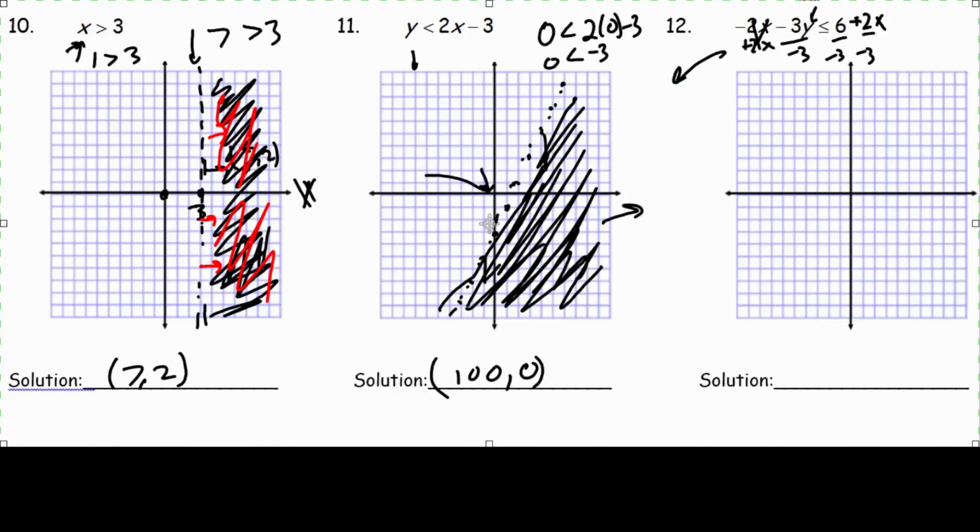So this negative 3y divided by negative 3 becomes a positive y. Whenever you divide by a negative, you have to flip the inequality. So instead of a less than symbol, it becomes a greater than symbol. And I'm also going to do the x's first. So I get a negative 2/3 x. And then my 6 divided by negative 3 would be negative 2.